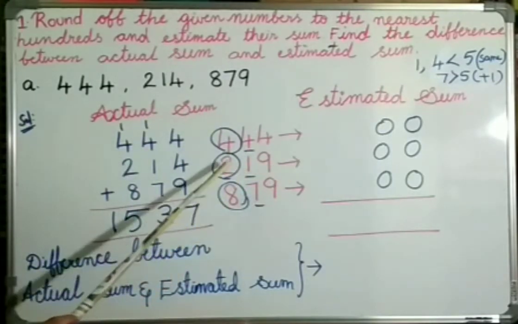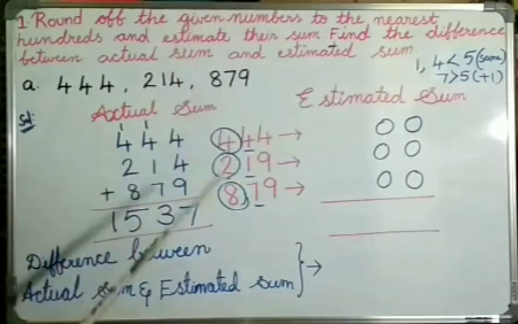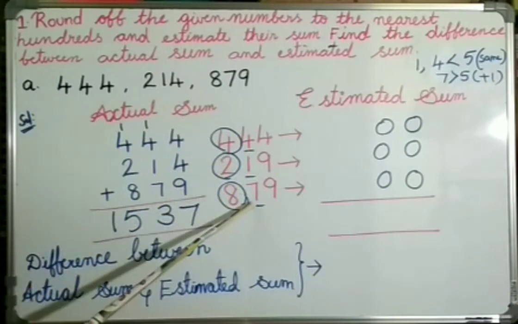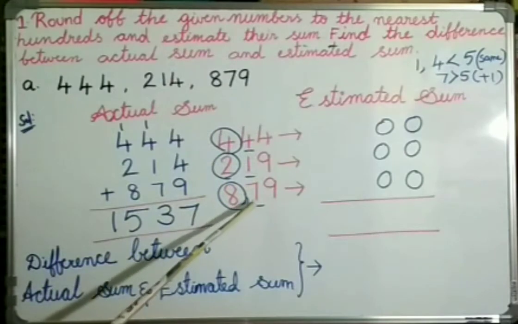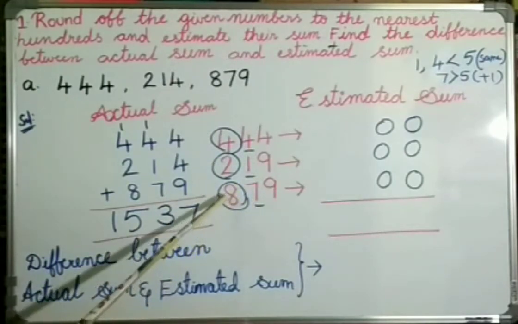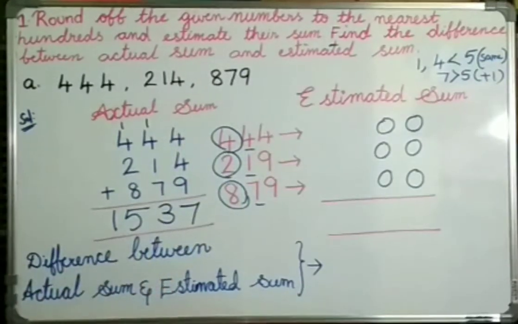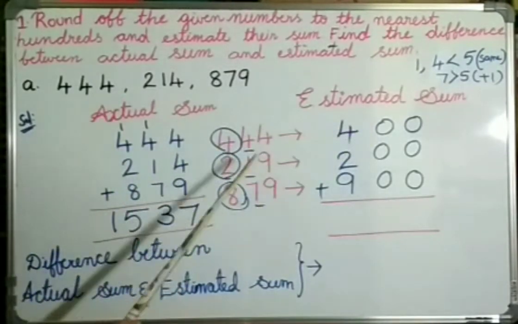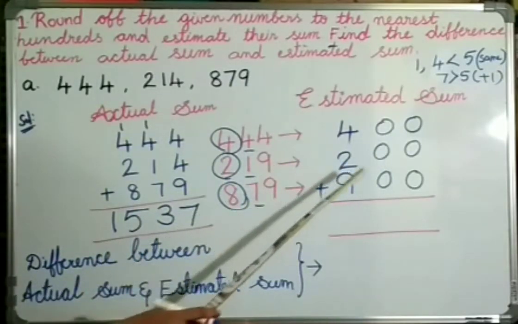And here it is 1. The digit after the circled digit is 1. 1 is less than 5, so you have to write the same number at the hundreds place. Now here it is 7. 7 is greater than 5. If the digit is greater than 5, you have to add 1 to the circled digit. So here, 444 rounds off to 400, 214 rounds off to 200, 879 rounds off to 900.